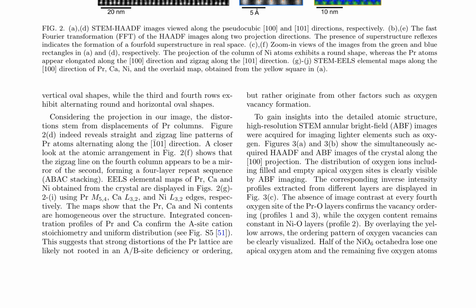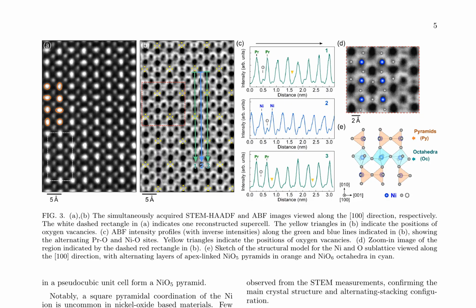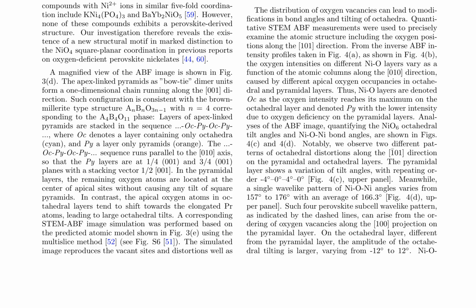This research provides insights into the structural transformations and oxygen vacancy ordering in PrxCa1-xNiO3 single crystals following topotactic oxygen reduction. The research focuses on the structural analysis of Pr0.92Ca0.08NiO2.75, a brownmillerite-type material, using STEM HAADF and ABF imaging. The study reveals a new structural motif with Ni ions in a square-pyramidal coordination, uncommon in nickel oxide-based materials.